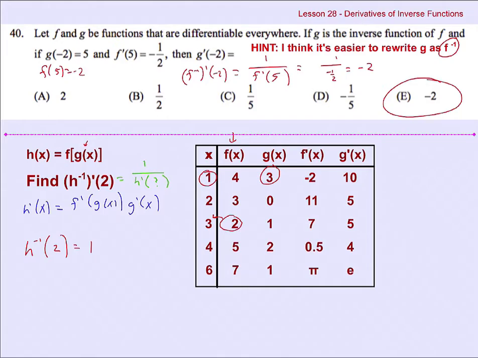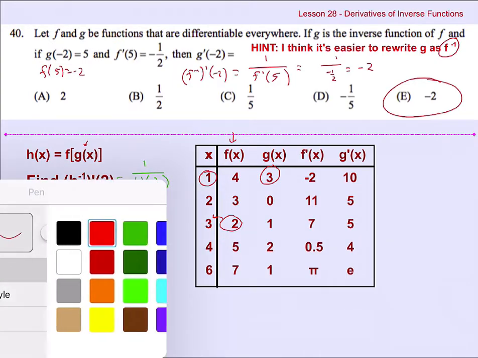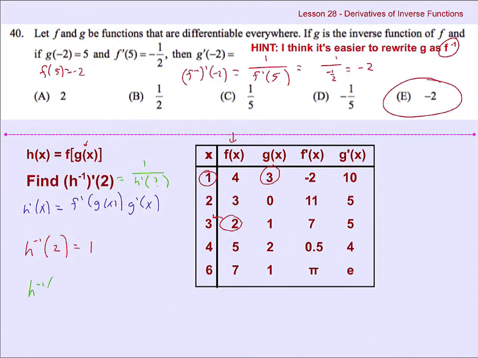But now that I've figured out what h inverse of 2 is, it's 1, we can plug that in to the reciprocal that we had up here and say that h inverse prime of 2 is equal to the reciprocal of h prime of 1. And we can figure out what h prime of 1 is by plugging a 1 into here. So I'm going to do that separately down here just to make it a little bit easier to read, but you of course could just do it right down here if you wanted to.